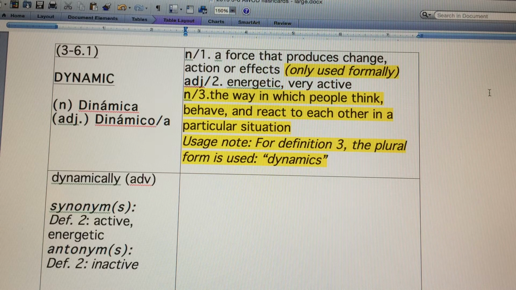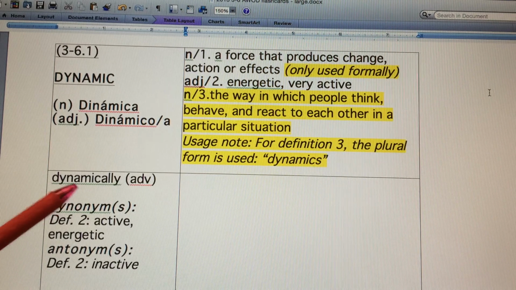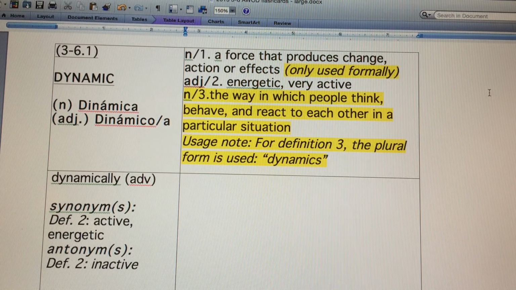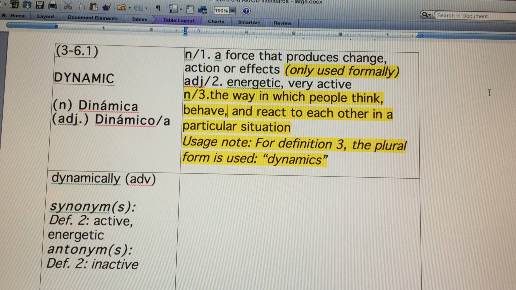Okay. If you do something dynamically, the adverb, a familiar word, then you're doing it with a lot of energy. Okay. So if you're giving an oral presentation and you get up in front of everybody and you stand stiff as a board without moving at all, and your voice is like this, Hello everyone, my name is Mr. X and I want to tell you about... Then you're not very dynamic. You're not giving a speech dynamically. You want to give your oral presentations dynamically.